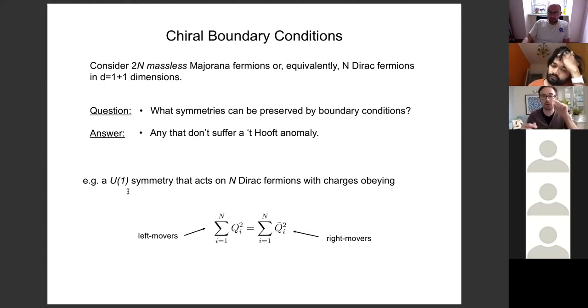So what's an example? The anomaly cancellation condition in 1+1 dimensions is that the sum of the squares of the charges of the fermions for the right movers has to equal the sum of the squares of the charges for the left movers. So in the introduction, I gave you the example of two left movers with charges 3 and 4, and two right movers with charges 5 and 0. Those numbers weren't picked randomly. They're the smallest Pythagorean triple, so that they satisfy this anomaly cancellation condition.